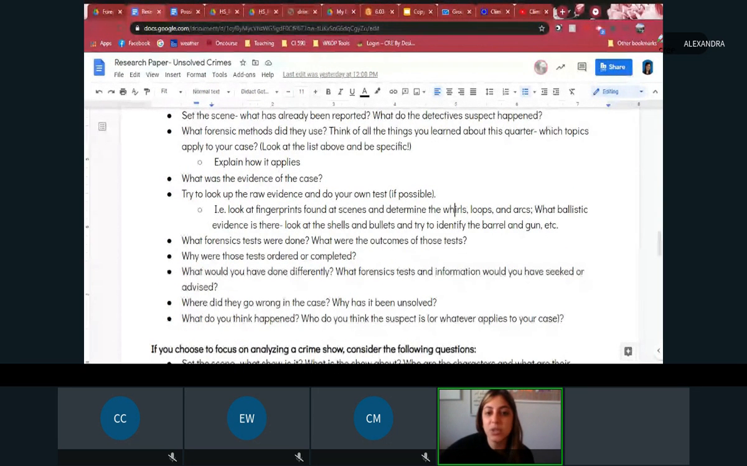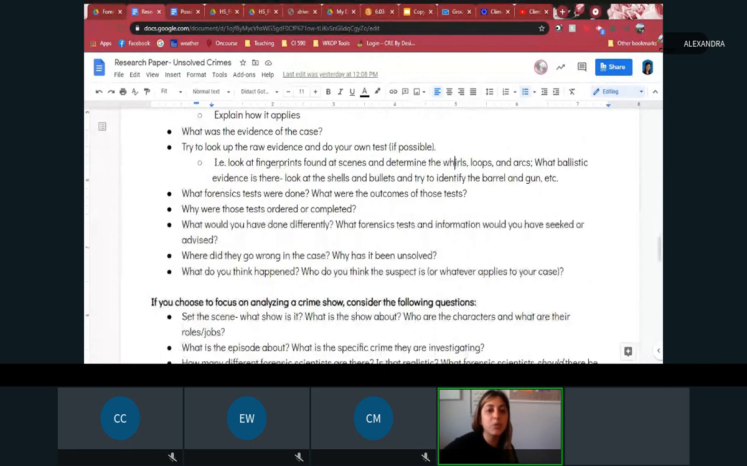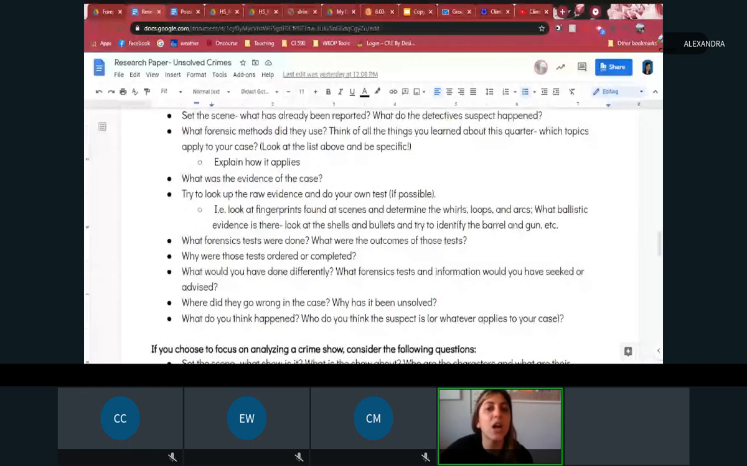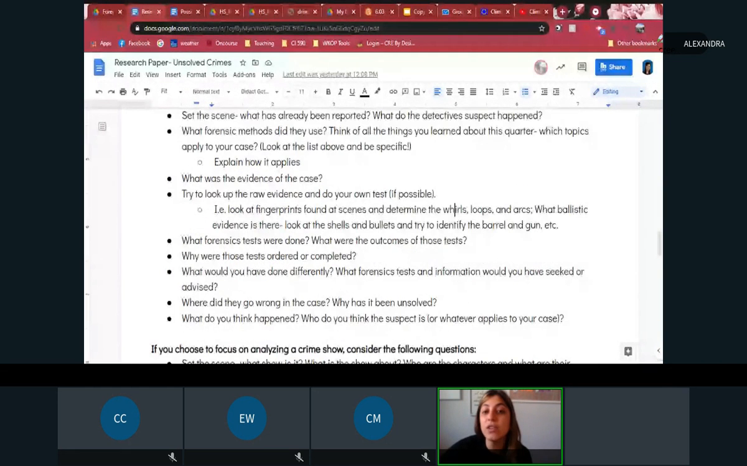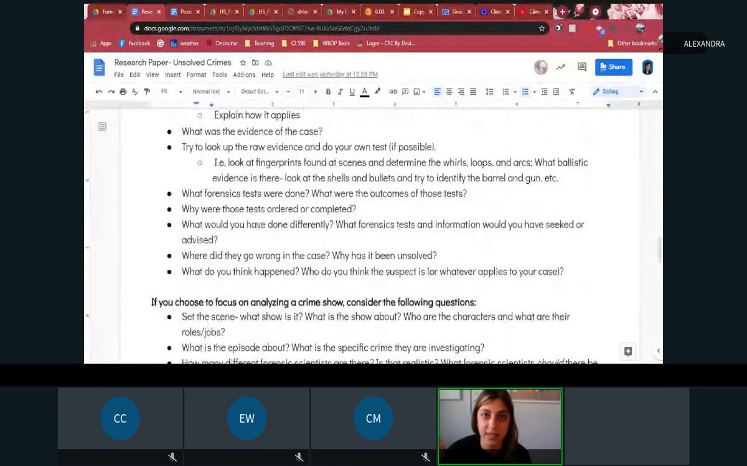What forensics tests were done? What were the outcomes of those tests? Why were those tests ordered or completed? What would you have done differently, right? So there's two parts of this. The first part is, okay, what did they do? Let's connect it to what we've learned. And then the second part is, okay, you've learned it. Now, how would you have handled the case? What would you have ordered? What forensics tests would you like to have done? What could have been done differently?